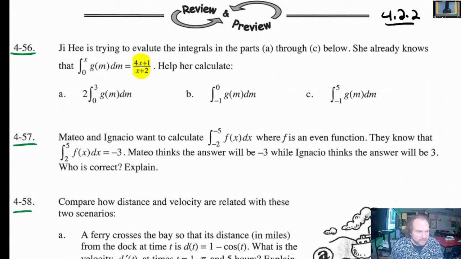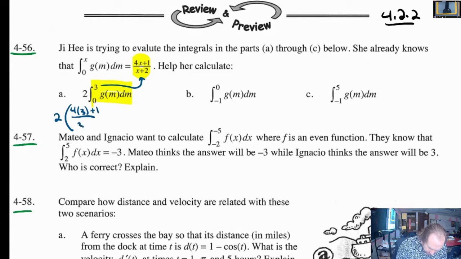For question A, though, A is not going to be too tough because I already know that this chunk of it, the integral from 0 to 3, all we got to do here is plug in 3 into this equation. It's going to be 2 times whatever 4 times 3 plus 1 over 3 plus 2 is in this calculation. So that'll be 12 plus 1 on top is 13, 3 plus 2 is 5 down below, and so 26 over 5 would be the answer for that one.